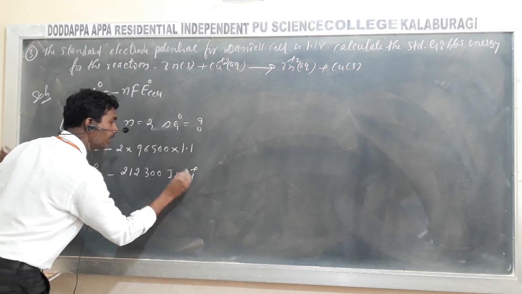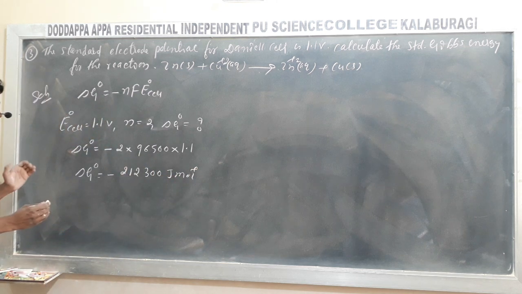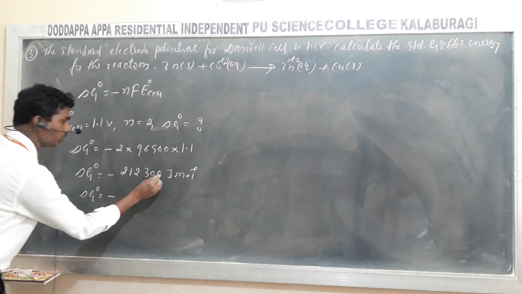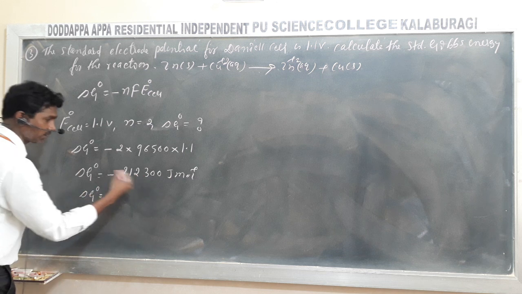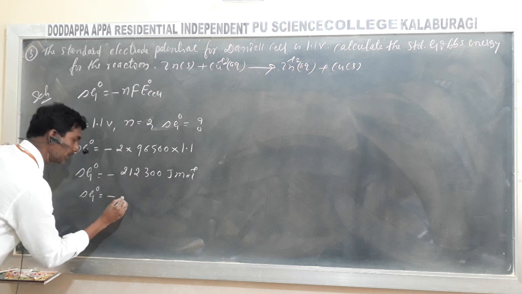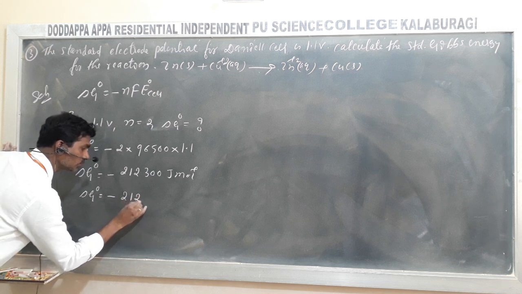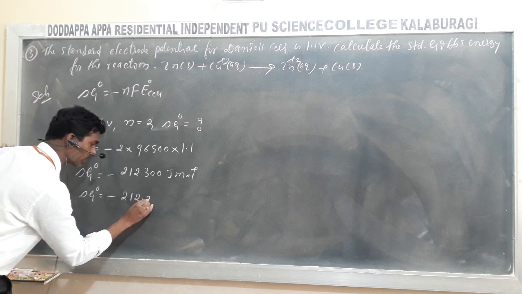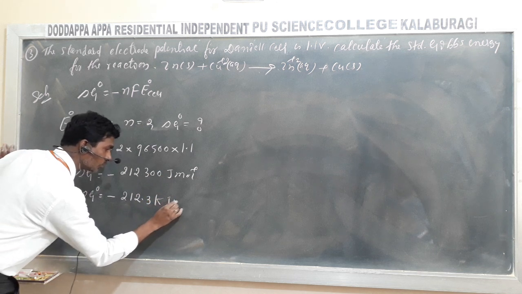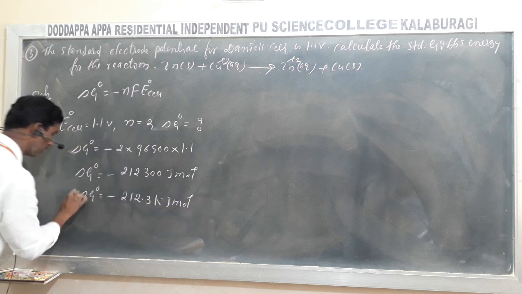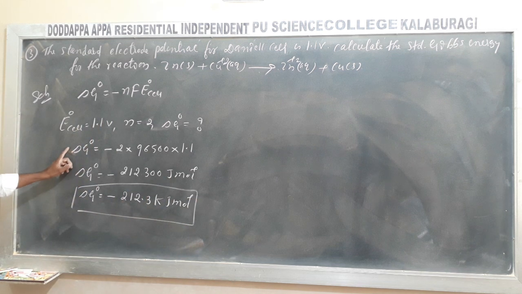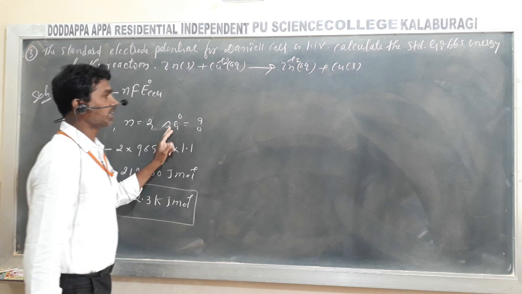It is also correct, but if you want the answer in kilojoule, you move the decimal point to the left: 10 raised to 1, 10 raised to 2, 10 raised to 3. So it is 212.3, and 10 raised to 3 is nothing but a kilo. This is kilojoule per mole. This is the calculation of the free energy when E naught of cell is given.